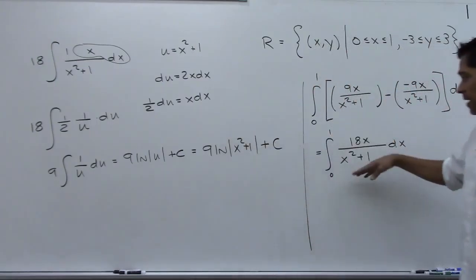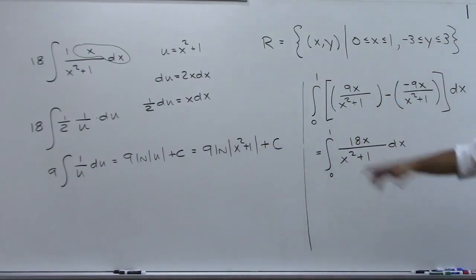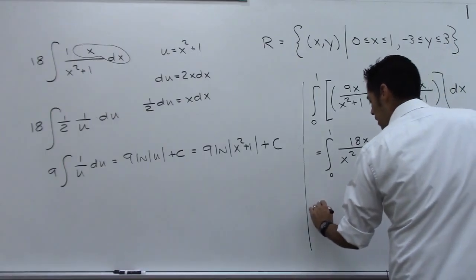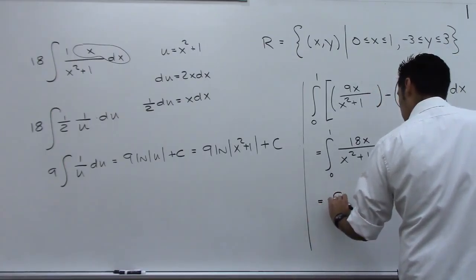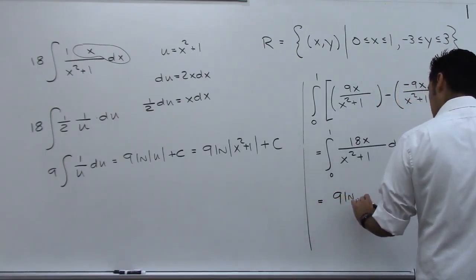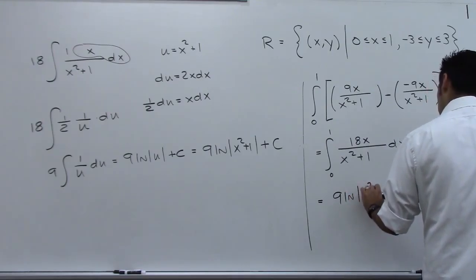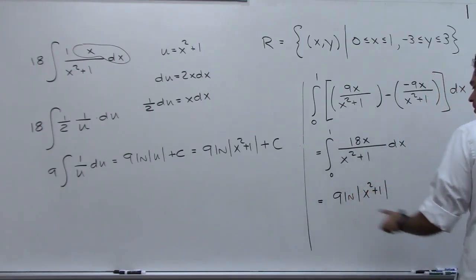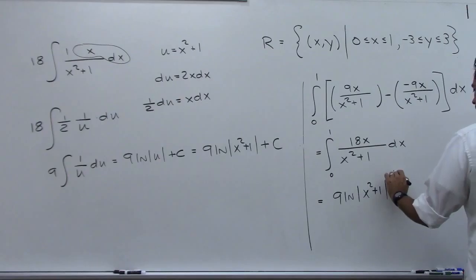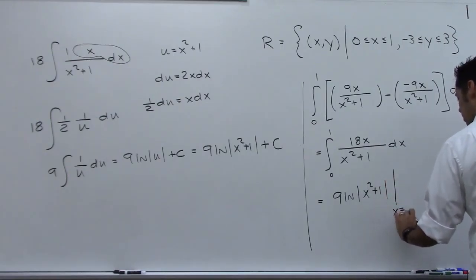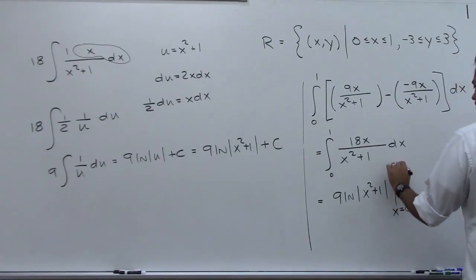But we're doing a definite integral. I was just doing that to get the antiderivative. So back over here, this should be equal to 9 natural log. I don't really need the absolute value because x squared plus 1 is always positive. But there's your antiderivative. I'm evaluating this from x equals 0 to x equals 1.